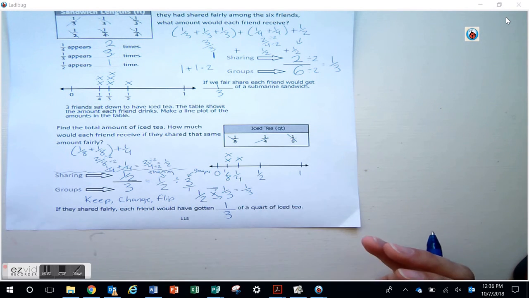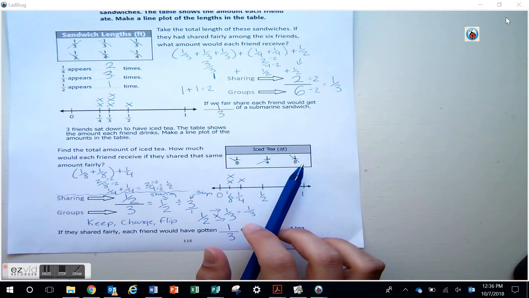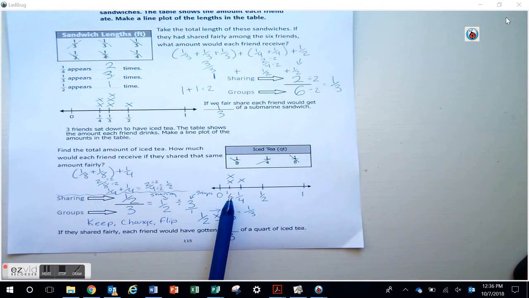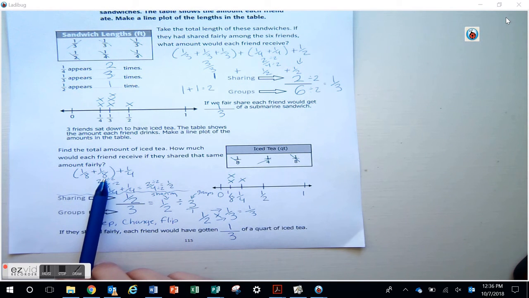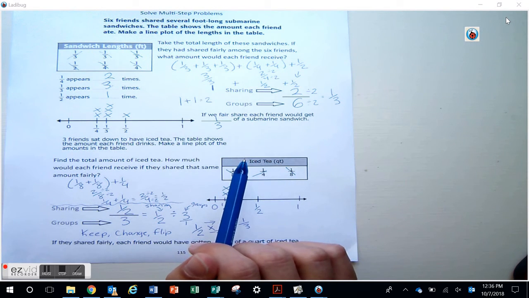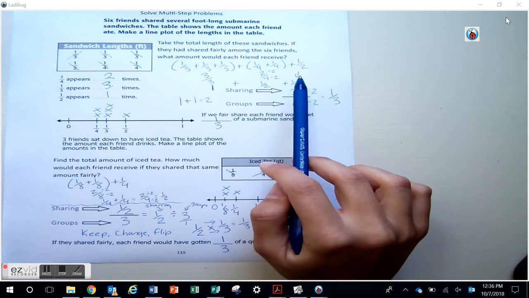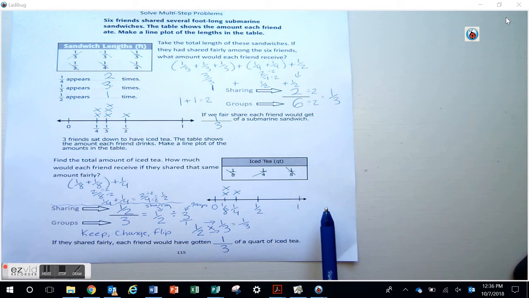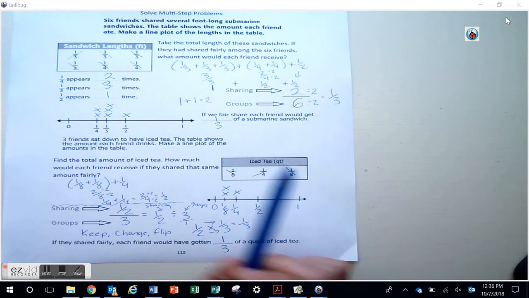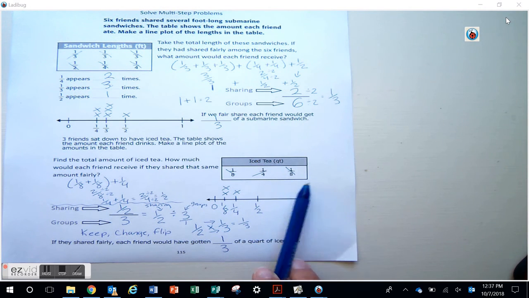So in this lesson, what we've mainly done was we created a line plot from the information given. Line plots sometimes help us group those common denominators, so it makes it easier for us to add them, because we cannot add fractions without a common denominator. Once we did that, we had to figure out how much total sandwiches, how much total iced tea did we have, so that we could have split it up fairly, which they did not do at the beginning.